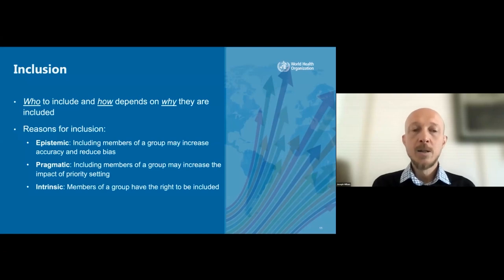And then finally, there may be intrinsic reasons for including members of a particular group. That is, they may have the right to be included. So think here of the claim that members of a community might have to be included in decisions about what research is going to be done within that community.